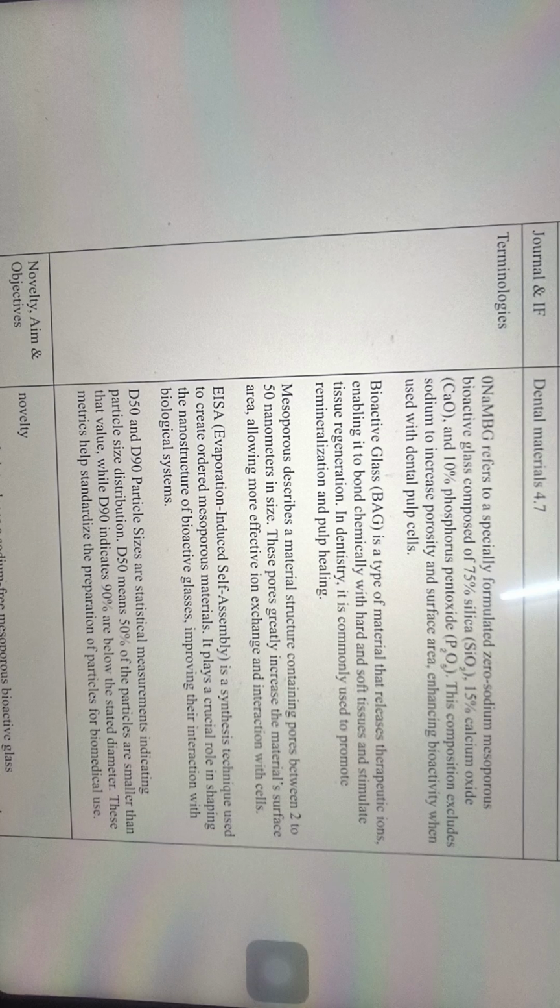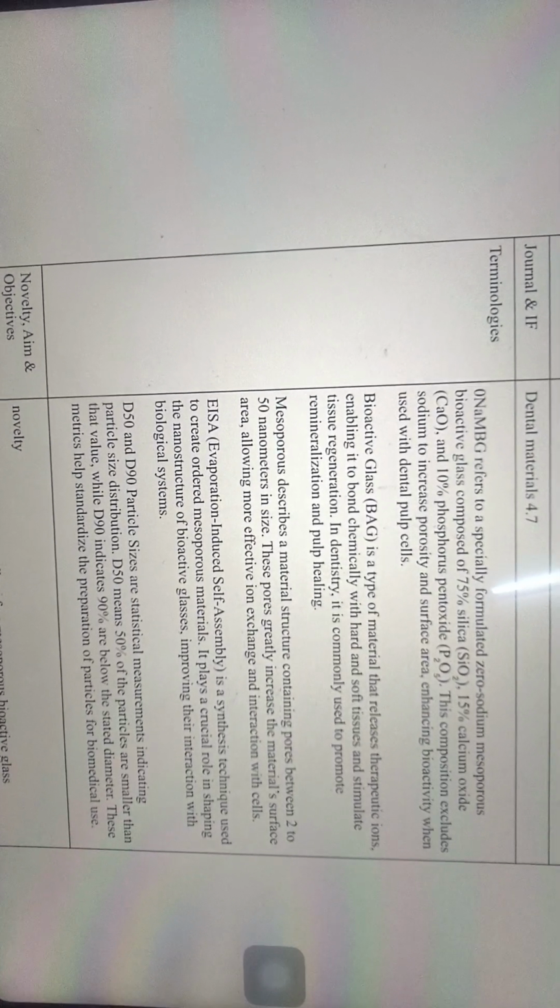EISA, abbreviated as evaporation induced self assembly, is a synthesis technique used to create ordered mesoporous materials. It plays a crucial role in shaping the nanostructure of bioactive glasses, improving their interaction with biological systems.